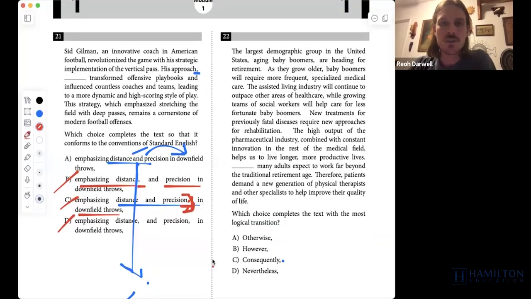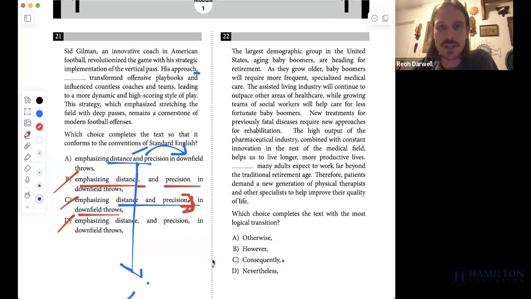Okay, so question 2 is a transitions question. That means I want us thinking about what category of transition we need in the place here, rather than just taking these answer choices and plugging them in. So we need a cause and effect transition. Why? Because the logic of this says point A is the cause.